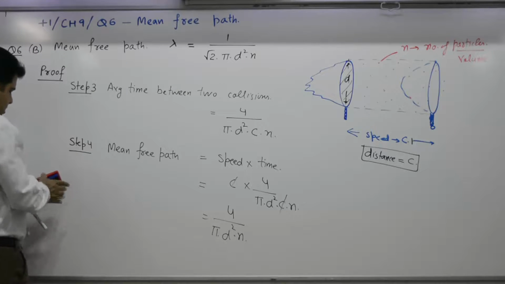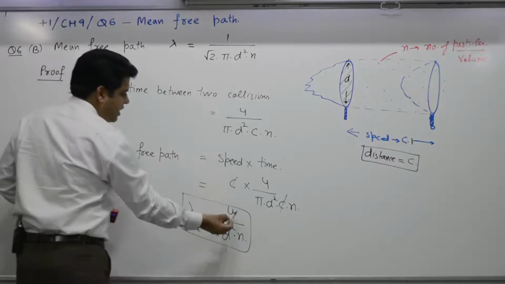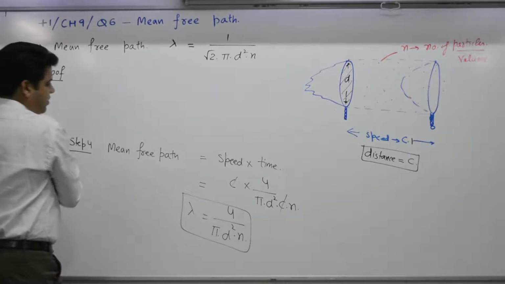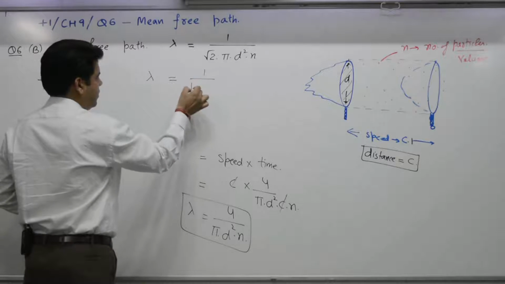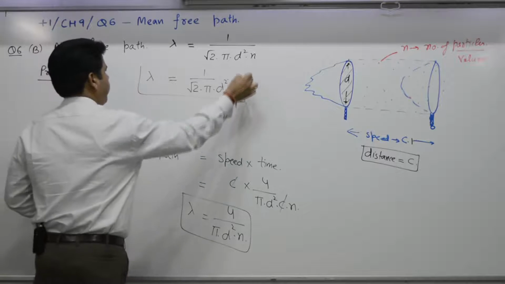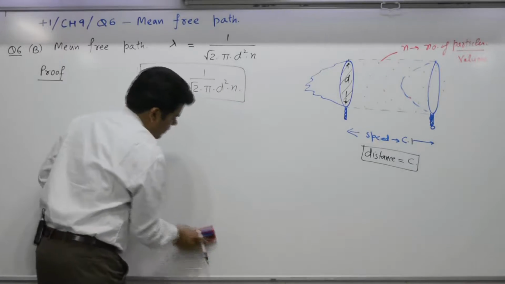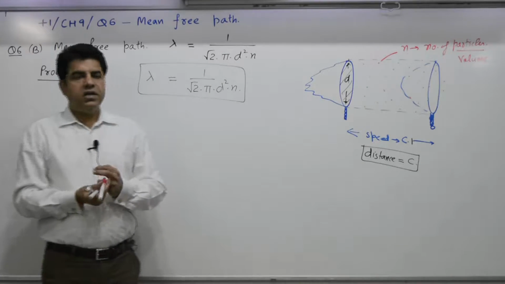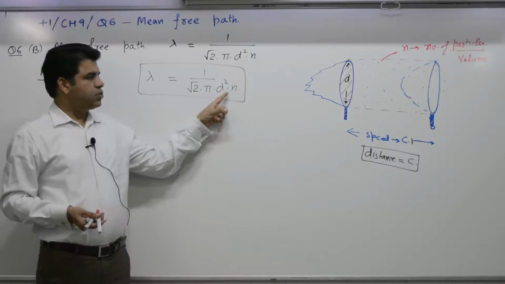The formula as per this derivation comes out to be this. But this correction is required. This factor is not 4. Exact value is 1 by root 2 pi d square n. For competition purpose, mean free path is 1 by root 2 pi d square n.